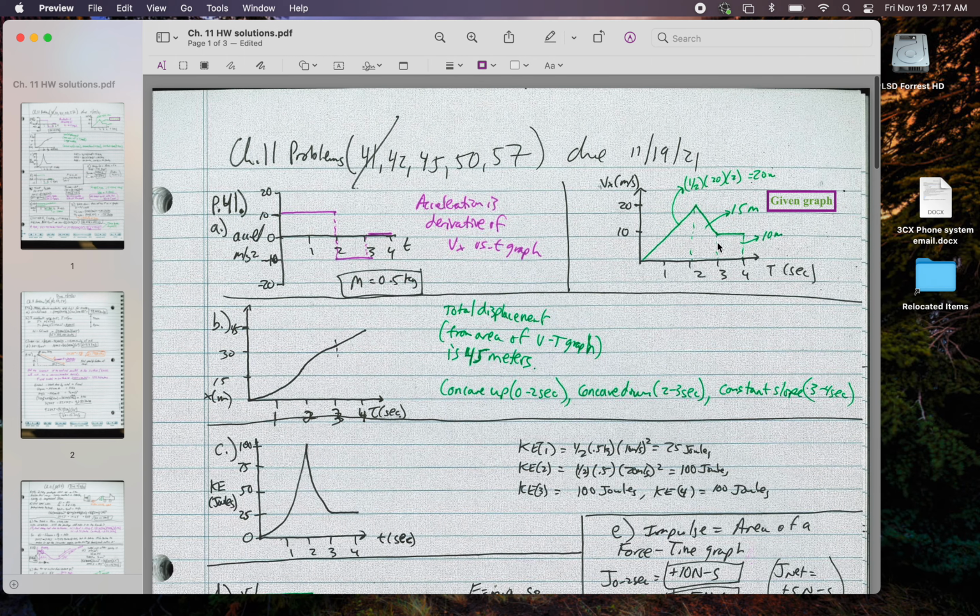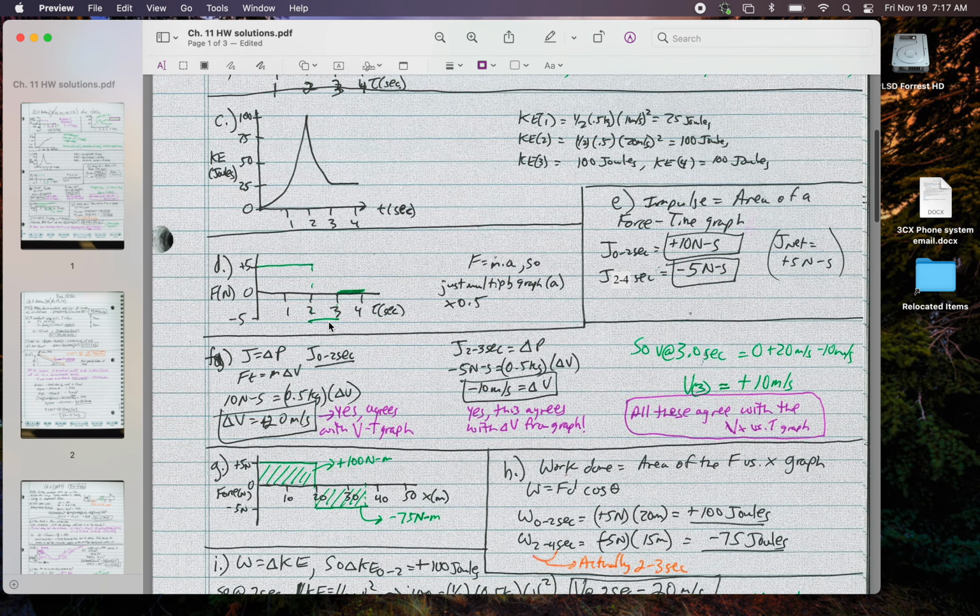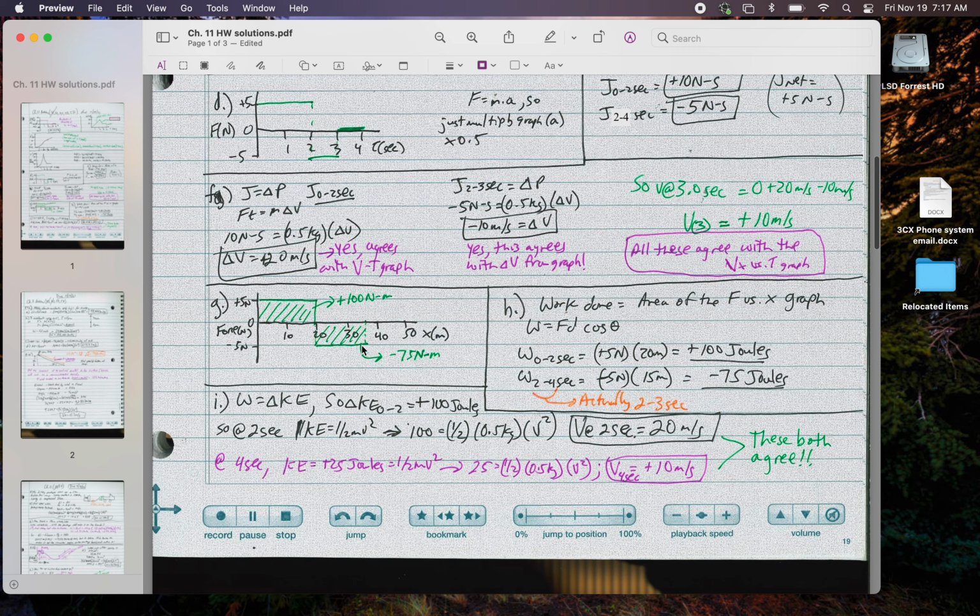The area of this graph during the next 1 second is 15 meters, and that force was -5 newtons. So we have that, and that area is -75 newton meters. This area is plus 100 newton meters. Again, for H, now if I look at that, a newton meter is equivalent to a joule in terms of the work.